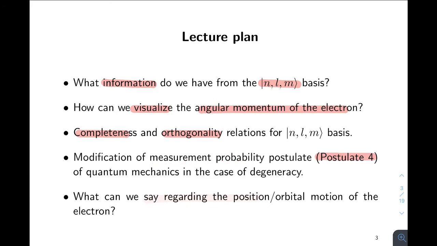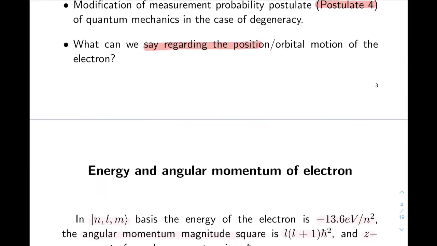The version we have studied in our last semester cannot work with degenerate cases. So for hydrogen atom where energy is degenerate, we have to modify the postulate. We will see how it is modified. Lastly, we will look at the position space wave functions for the electron and see what we can tell about the position or orbital motion of the electron in hydrogen atom.